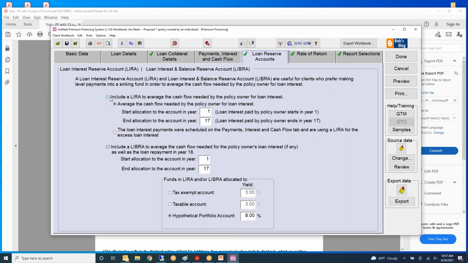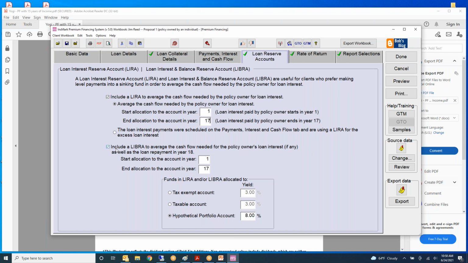So you say, include and average the cash flow needed by the policy owner for loan interest, okay? And because the bank loan is going to be paid off in year 18, I do the input from year 1 to year 17, okay? So this year range needs to coincide with the year of the loan repayment. So that took care of this one, okay?